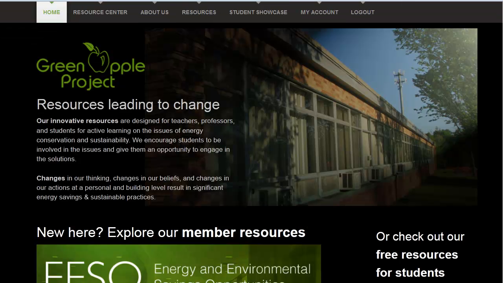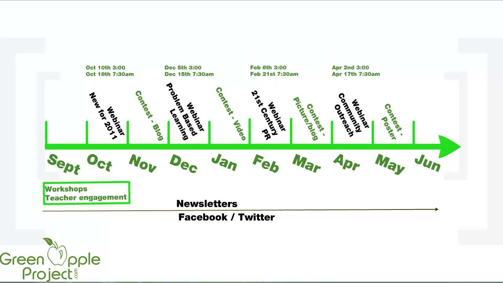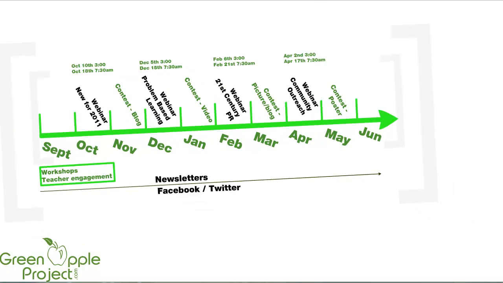So that's the website. Let's go back over to some timeline things. As you can see, every other month we put on some type of webinar to support teaching staff. Then we also have contests on the opposite months, whether it's for a blog or a video, a picture, or a poster. And you can look at our website to get more details, but essentially each one of these things give students an opportunity to compete against each other and win $500 for their school.